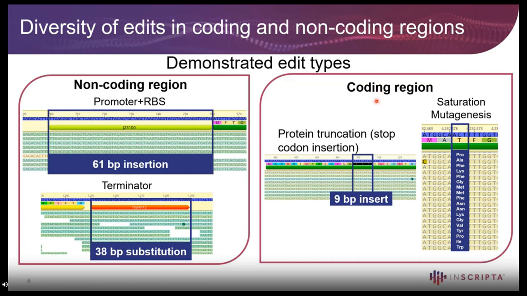And then as far as the coding region, one of the things we often like to do is generate knockout libraries. And we typically do this by inserting a triple stop codon at the beginning of the gene, or towards the beginning of the gene, in order to create a protein truncation. You can also do things like saturation mutagenesis, where you mutate every residue within a protein to all 19 other possible amino acids.